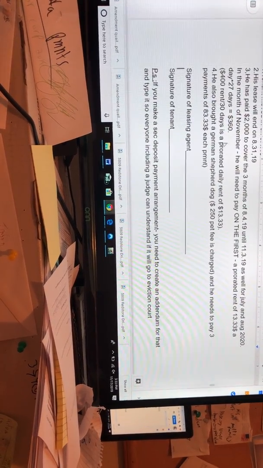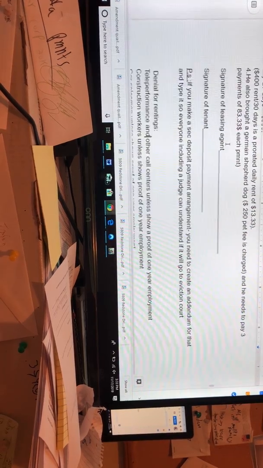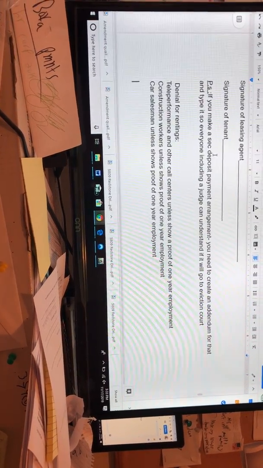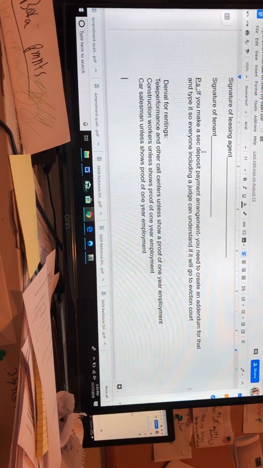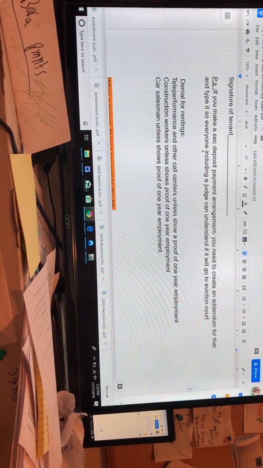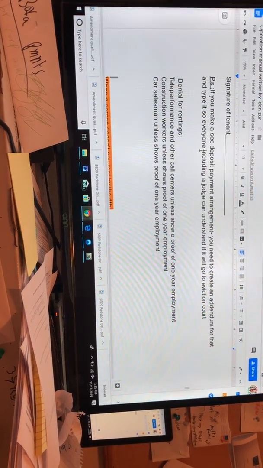Pet fee. I said security deposit payment arrangement. Yeah, we can do that.